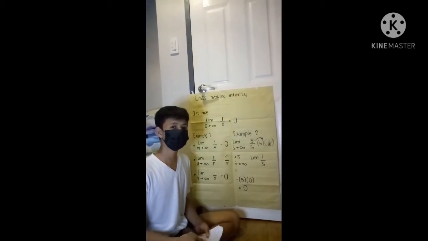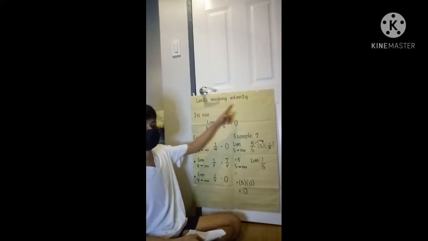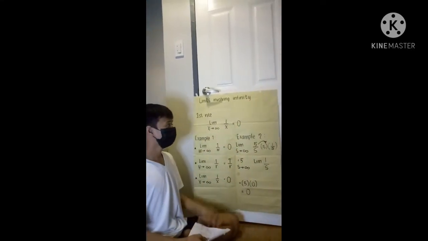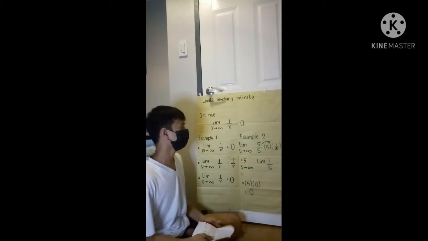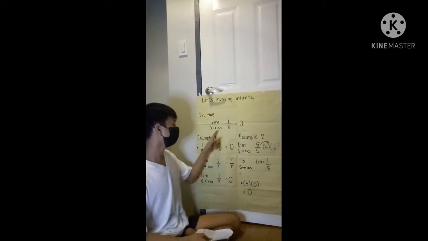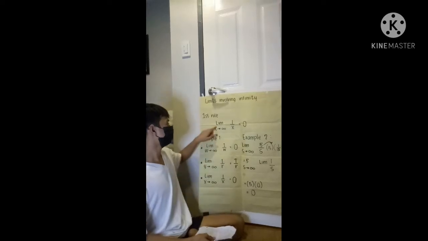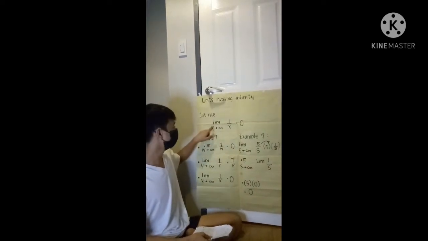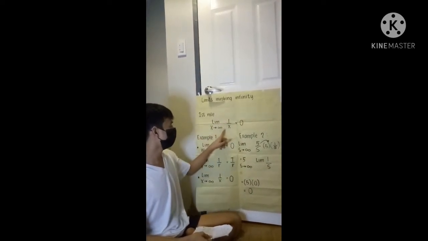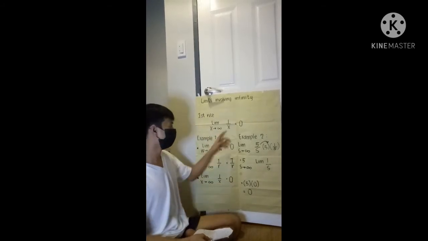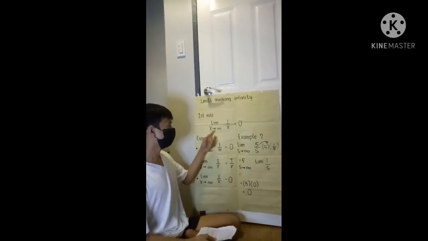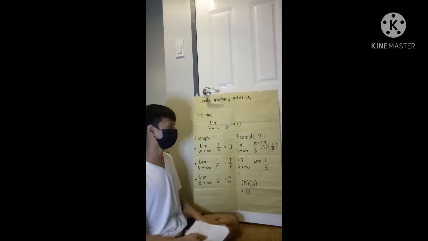And the topic I chose is all about limits involving infinity. In limits involving infinity, what we usually see is infinity, because we have a first rule in limits. This first rule is that the limit of 1 over x as x approaches infinity is equal to 0. In our first rule, the answer is always 0.